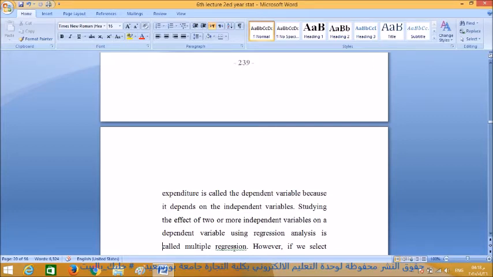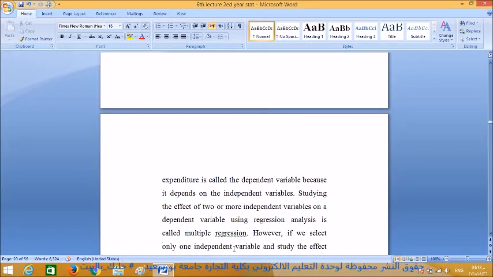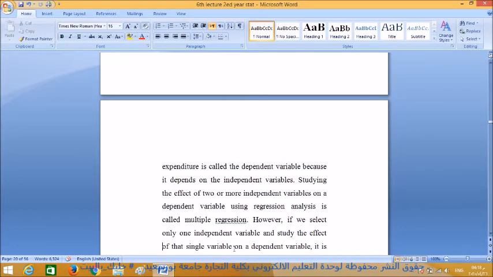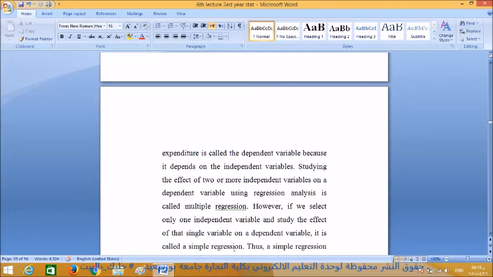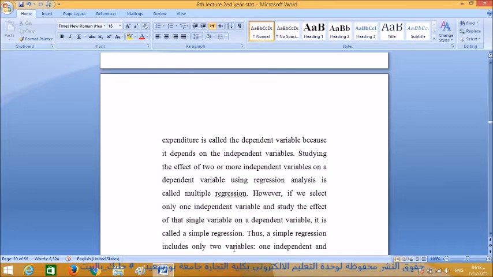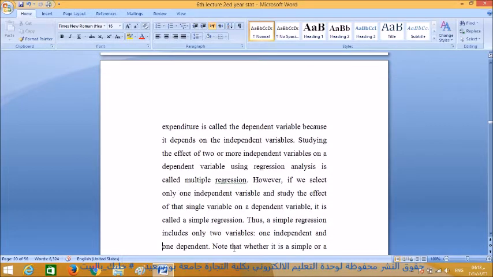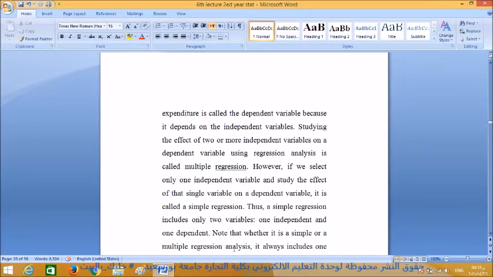So if we have only one independent variable, the regression equation is called simple regression. If we have two or more independent variables, the regression is called multiple regression analysis. If we select only one independent variable and study the effect of that single variable on a dependent variable, it's called a simple regression. Thus, a simple regression includes only two variables, one independent and one dependent.